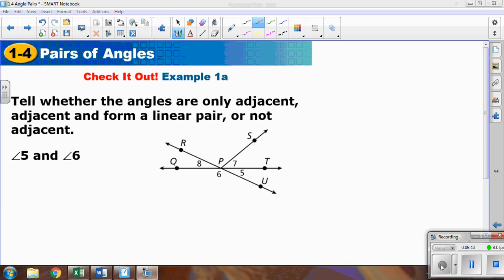And here's our last example pertaining to these, with something slightly more complex. What about angles 5 and 6? What kind are they? We've got 5 and 6. Those do form a linear pair.